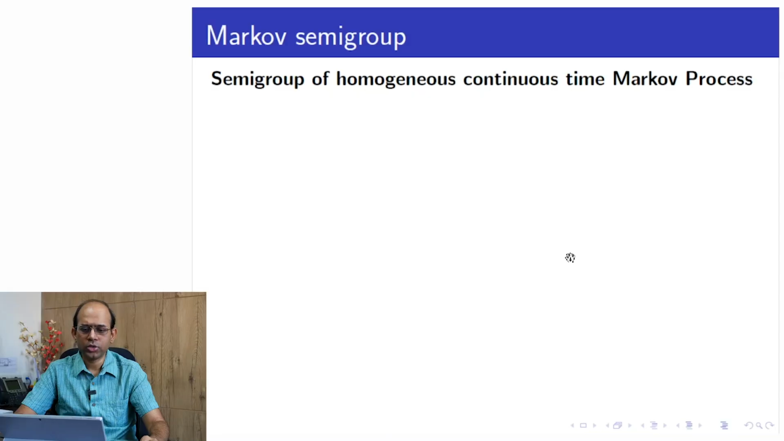Welcome. You would see the relation between Feynman-Kac formula and the formula for variations of constants. So these two things we are going to see, and we are going to build the relation using some new definitions. So here we are going to talk about Markov semigroup.